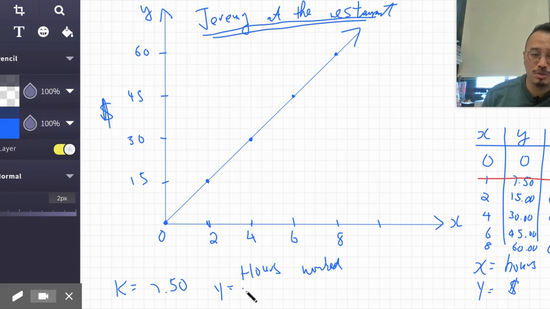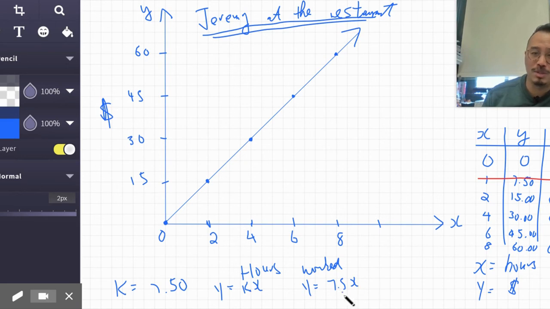Now, the equation, right, follows this rule. Y equals K times X, right? So that stands for this. So the equation then is y = 7.5x. These don't change because X just depends on the number of hours worked, and the number of hours worked, the independent variable, affects the dependent variable, which is how much money he makes.